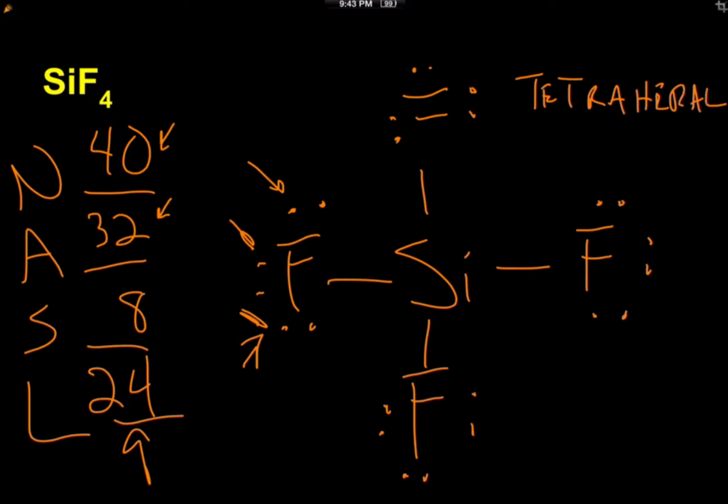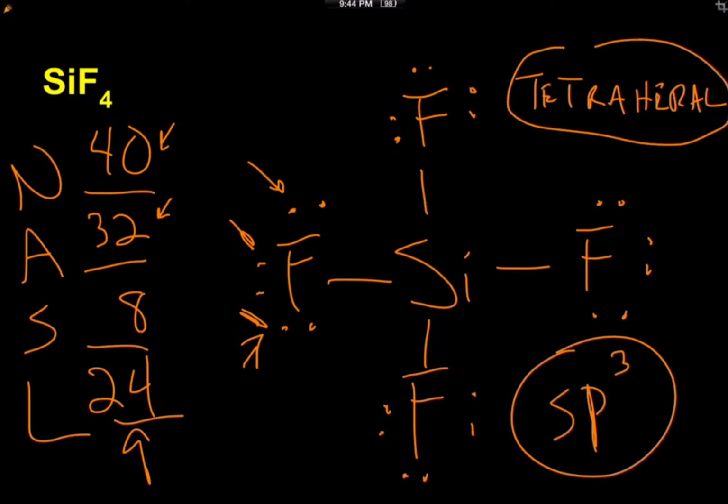The hybridization always starts with sp, and then if you have 4 or fewer regions around the central atom, the exponent on the p is always n-1. So with 4 bonds or 4 regions, it's going to be an sp3 hybridization. So we've got the Lewis structure, we've got the shape tetrahedral, we've got the sp3 hybridization. So the last question is whether this molecule is polar.